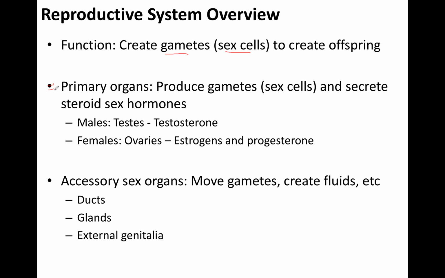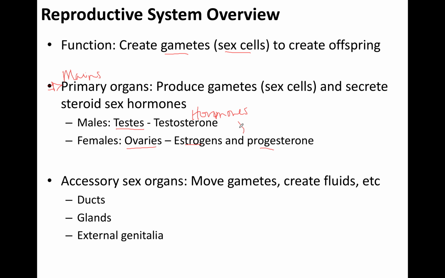That means the primary or the main organs for this system are not going to be the penis and the vagina, but actually the organs that produce the sex cells. So for men, that is going to be the testes, and for women, that is going to be the ovaries. And they also are going to produce some hormones. So for men, the testes are going to produce testosterone, and for women, the ovaries will produce estrogen and progesterone.